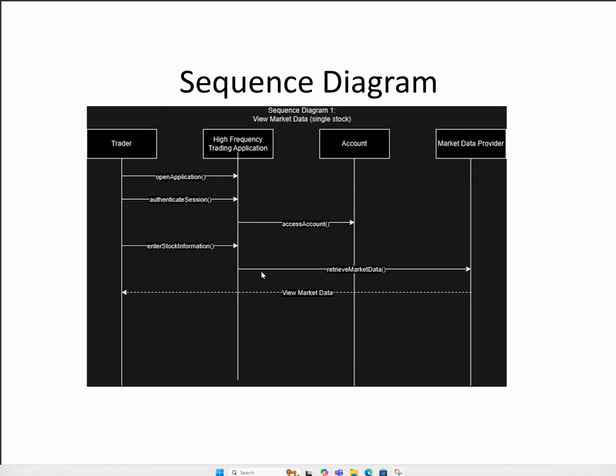For the sequence diagrams, the sequence diagram illustrates the flow of activities in a typical trading scenario. It shows the interactions between a trader and the system, such as logging in, retrieving market data, and placing an order and receiving confirmation of the trade execution.